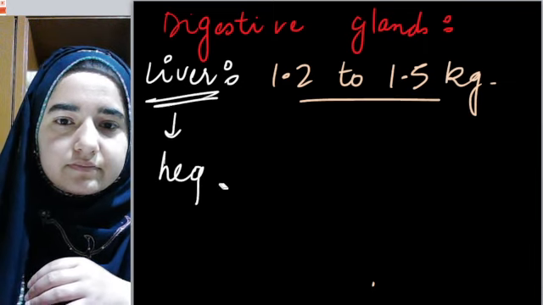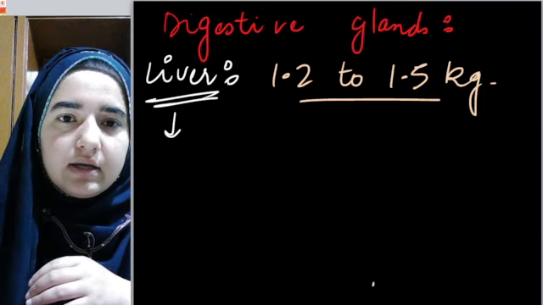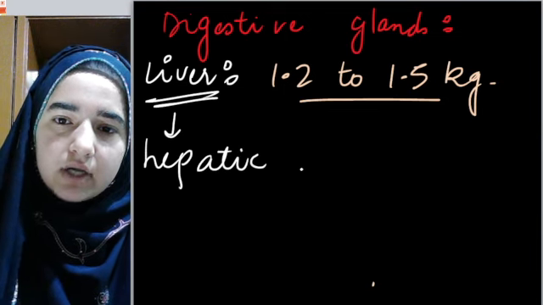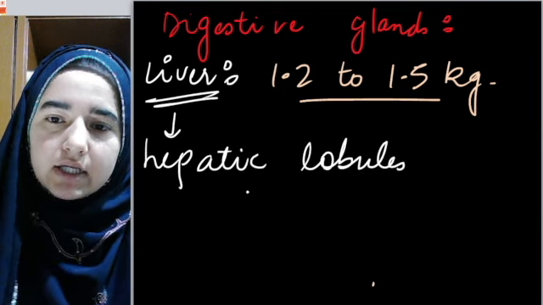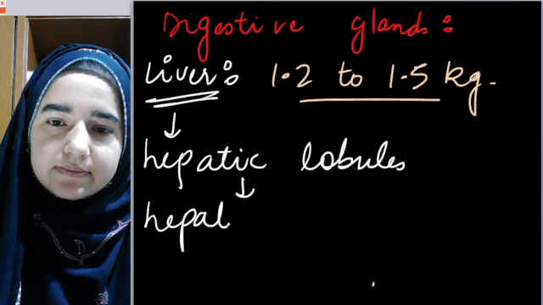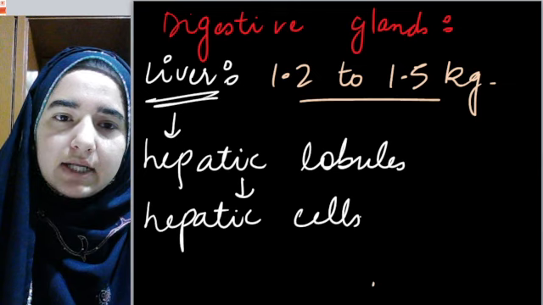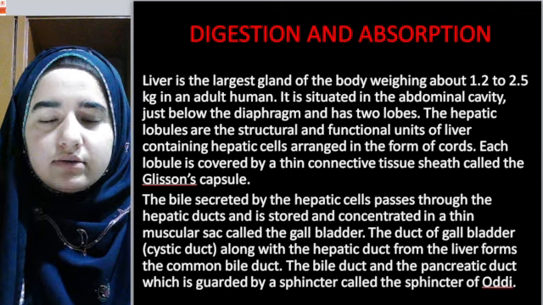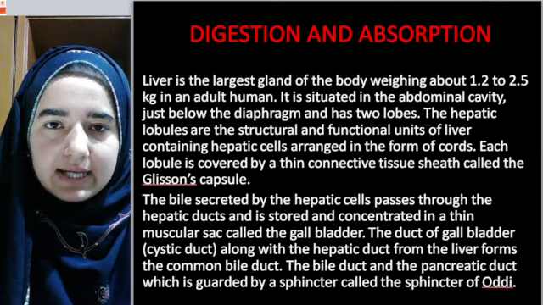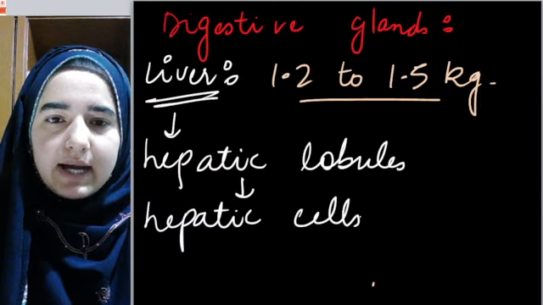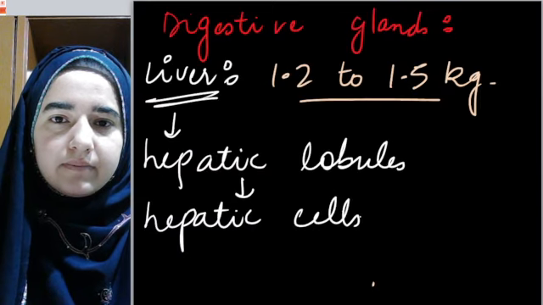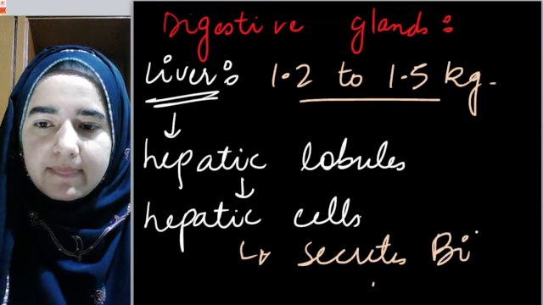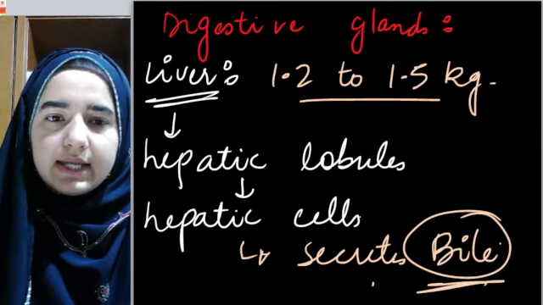Liver contains hepatic lobules, and hepatic lobules basically have hepatic cells. What is their function? These hepatic cells inside hepatic lobules secrete bile. They secrete bile.